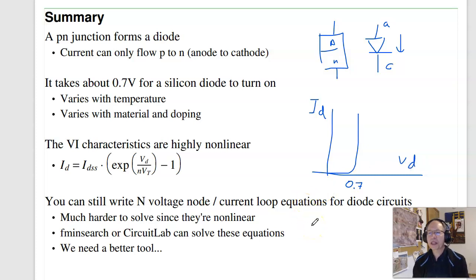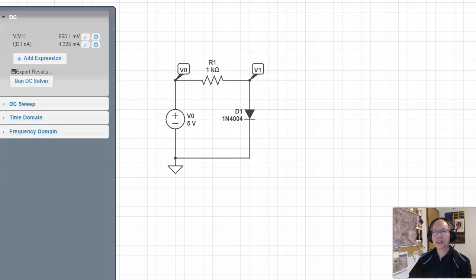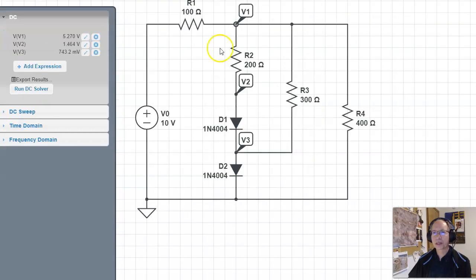And everything you did back in circuits still applies. I can still write n equations and unknowns for currents or voltages. The only challenge is they are now nonlinear equations. And that makes them really hard to solve. When you go into Circuit Lab, this is exactly what Circuit Lab's doing. When I tell it to solve, if I can find it somewhere, there it is, this guy.